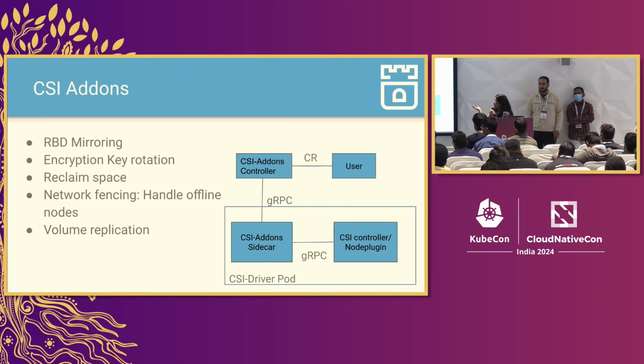Then again, we have encryption key rotation. Earlier, for each encrypted volume, we had a single key throughout the lifetime of the volume or image. But now we have enabled encryption key rotation, where the key is rotated at every interval, by annotating the PVs and the storage class. So that's how this works. And RBD mirroring will be covered in the next slides.